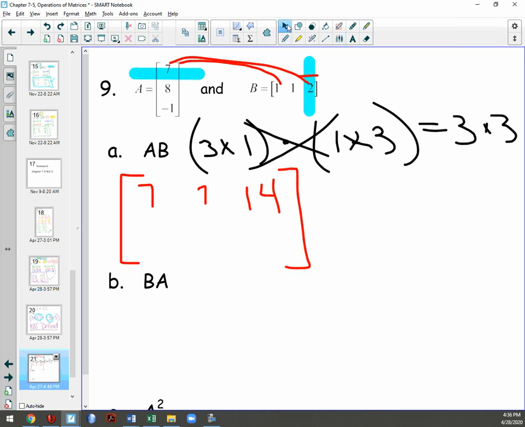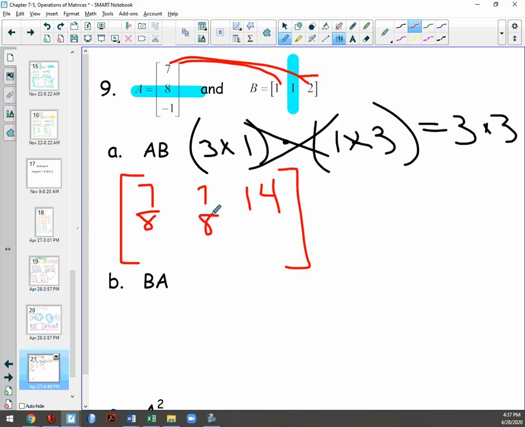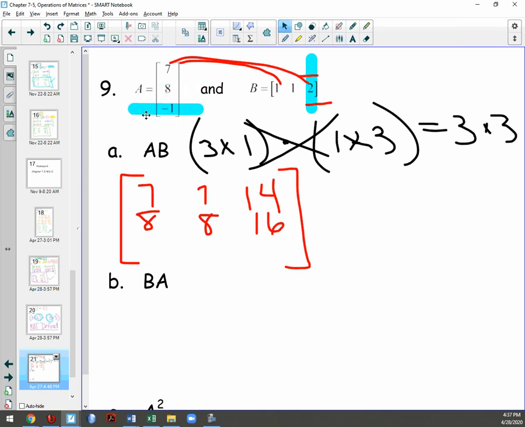So now I've done all of row 1, so now I'm going to do row 2 with column 1. That's going to give me 8 times 1, which is 8. 8 times 1, which is 8 again, for row 2, column 2. And then 8 times 2 is going to give me a 16. And now we're going to do column 1 with row 3. That's simply going to give me a negative 1, a negative 1, and a negative 2.